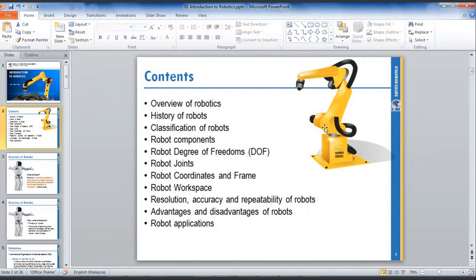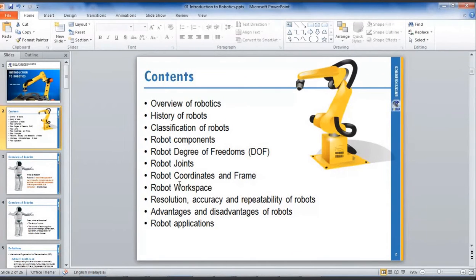Robot joint. So robot joint, this is a joint. The part that can be rotated or can move, we call a joint. Some parts move linearly. So linear motion is different, but it's also a joint. Robot coordinate and frame. Okay, this one is related to kinematic.